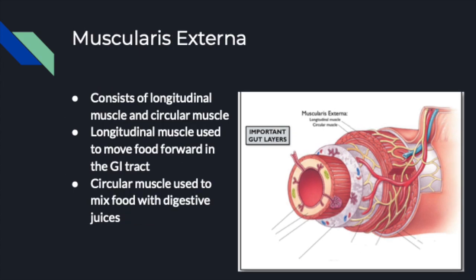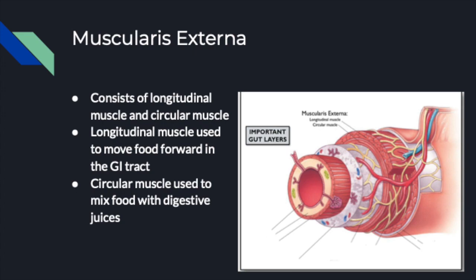Moving on to the next layer, the muscularis externa. This layer consists of two types of muscle, the longitudinal muscle and the circular muscle. The longitudinal muscle is used to move food forward in the GI tract, whereas the circular muscle is used to contract, and mix food together with digestive juices in order to aid in digestion of the food.